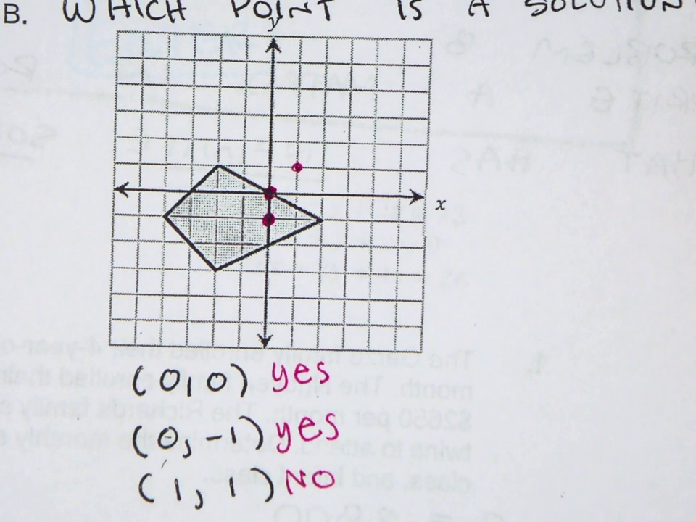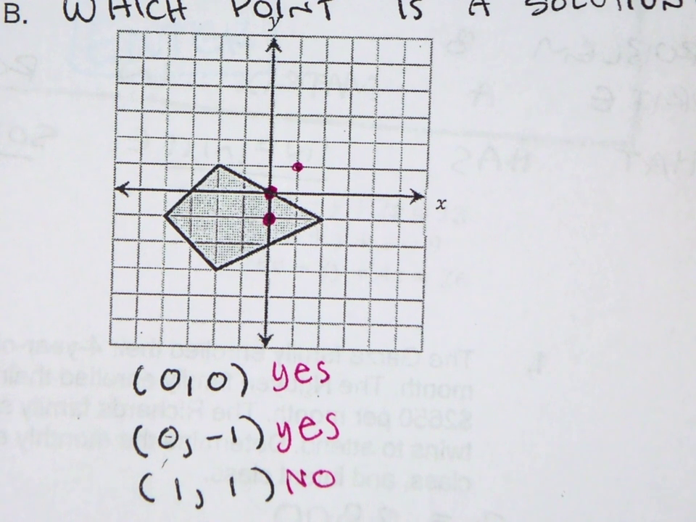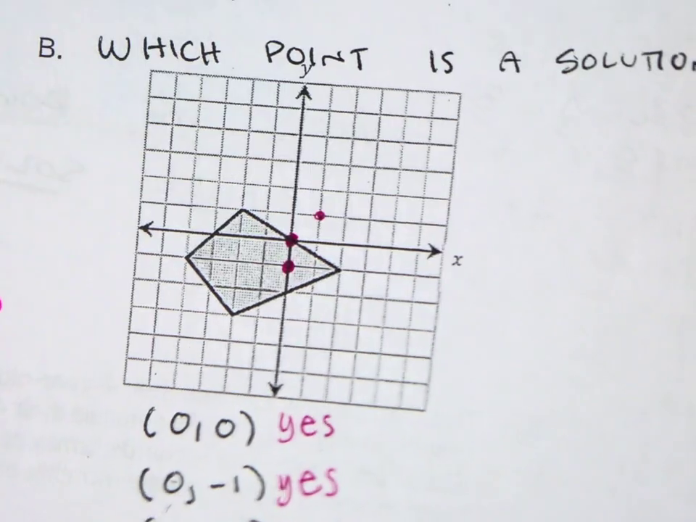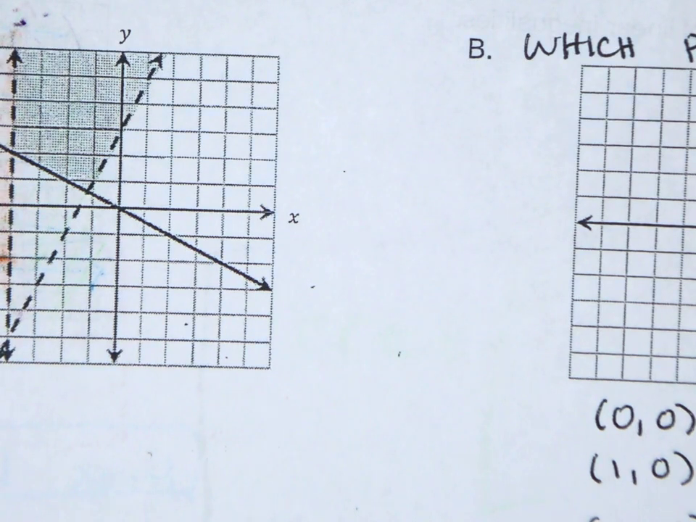So remember, solid lines and shaded areas are solutions. Dotted lines are not solutions. Alrighty. So y'all are going to do A and B.